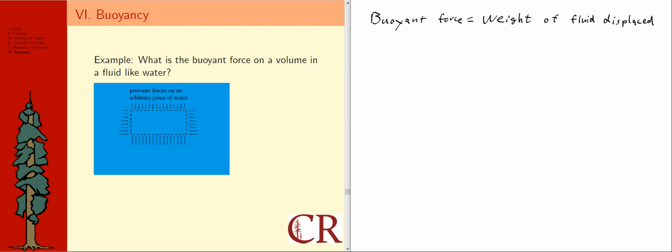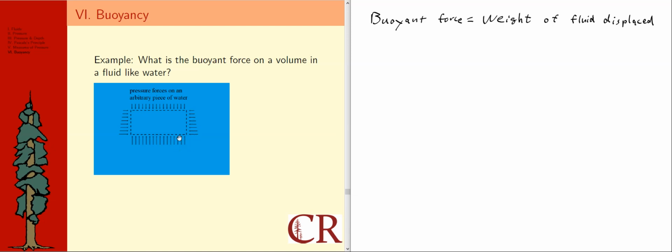What is the buoyant force on a volume in a fluid like water? So I've got this picture here that is meant to be of an arbitrary piece of water, so maybe a box-like shaped region in the water somewhere. And it's showing the pressure forces on it. Since pressure forces increase with depth, the length of these arrows increases the further down that you go.